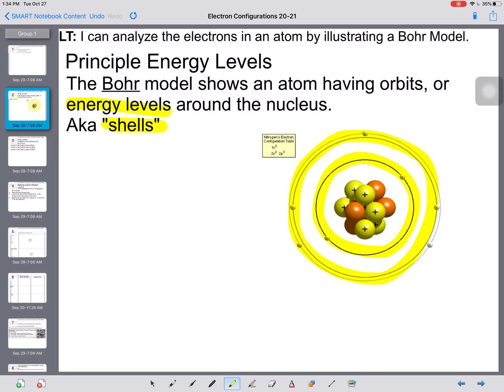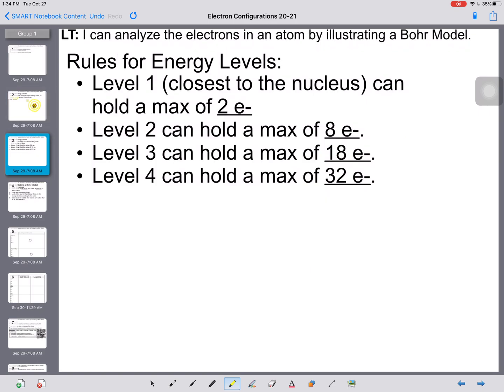Now, in these shells or energy levels that are located around the nucleus, each one acts like a parking lot. So each shell around the nucleus can only fit a maximum number of electrons. And once it's full, that's when it moves to the next shell or next level. So that's how we get more than one shell around a nucleus in an atom, because once a shell is full, the electrons have to move to the next shell. And if that shell becomes full, it has to move to the next one.